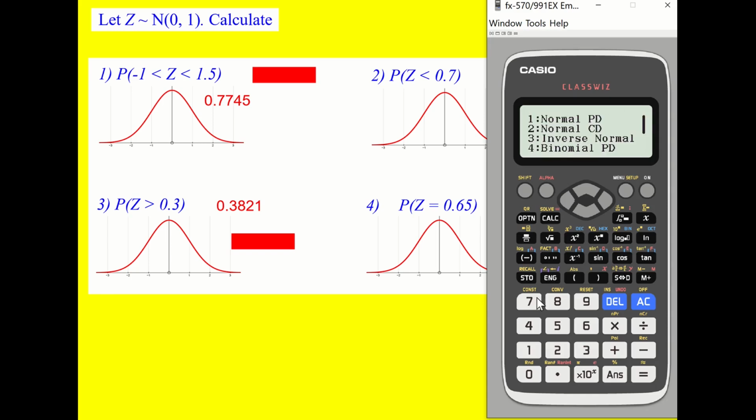Menu, distribution. We always use the normal CD. Lower limit, -1. Upper limit, 1.5. This is doing a numerical integration of the standard normal distribution. And there we go, and we can round it.